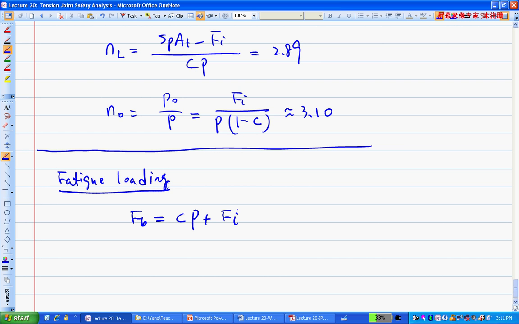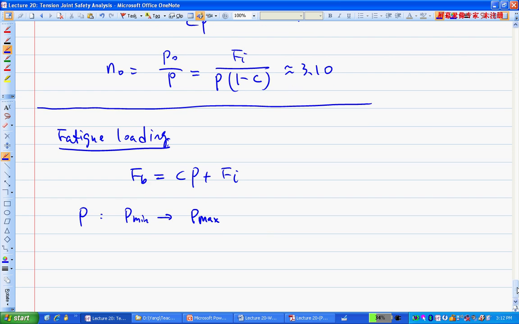So that formula, CP plus Fi. What do we mean by fatigue loading here? That means the external load, capital P, is not a static value; it's a varying, fluctuating value. So P probably changes from P mean up to P max, right? That's basically the fatigue part.